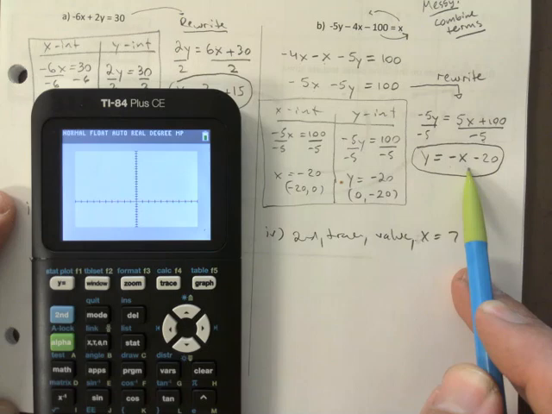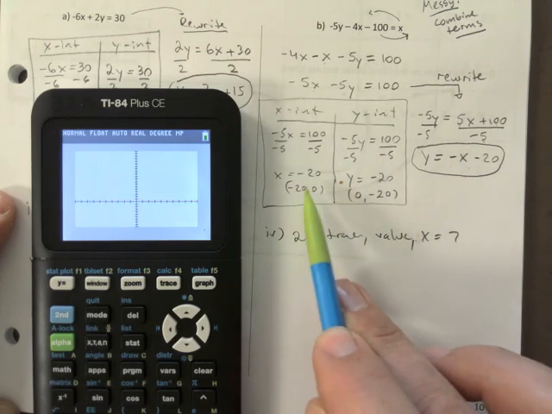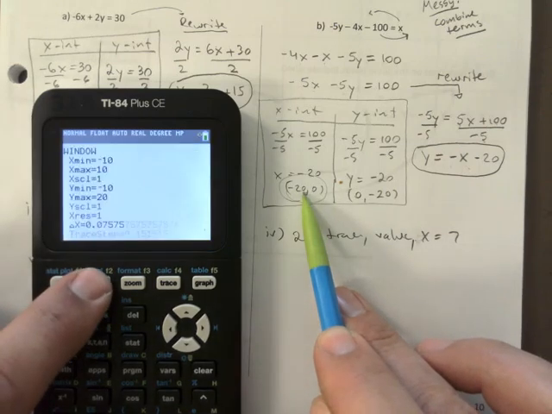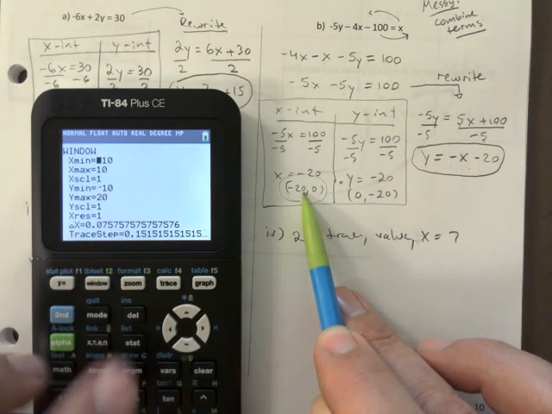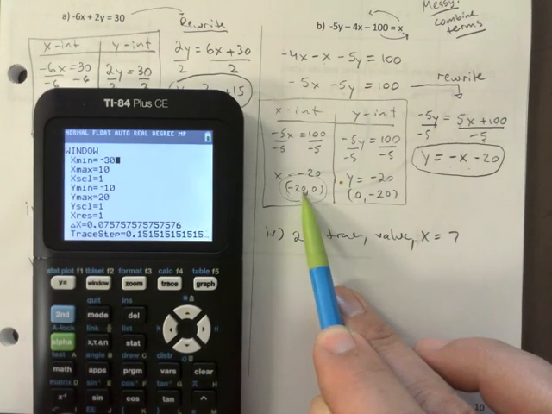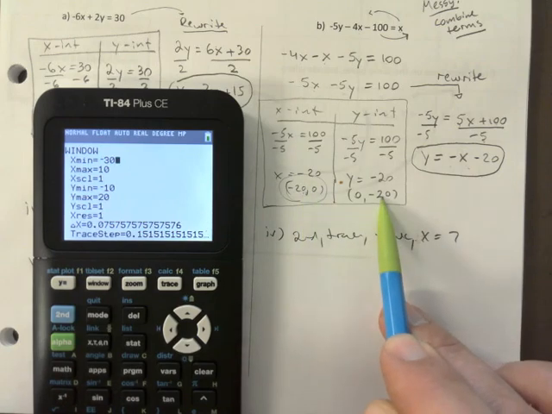Why am I not seeing it? I need to go to your window, my x-min should be what? Negative 30 or something like that. What about my y-min?